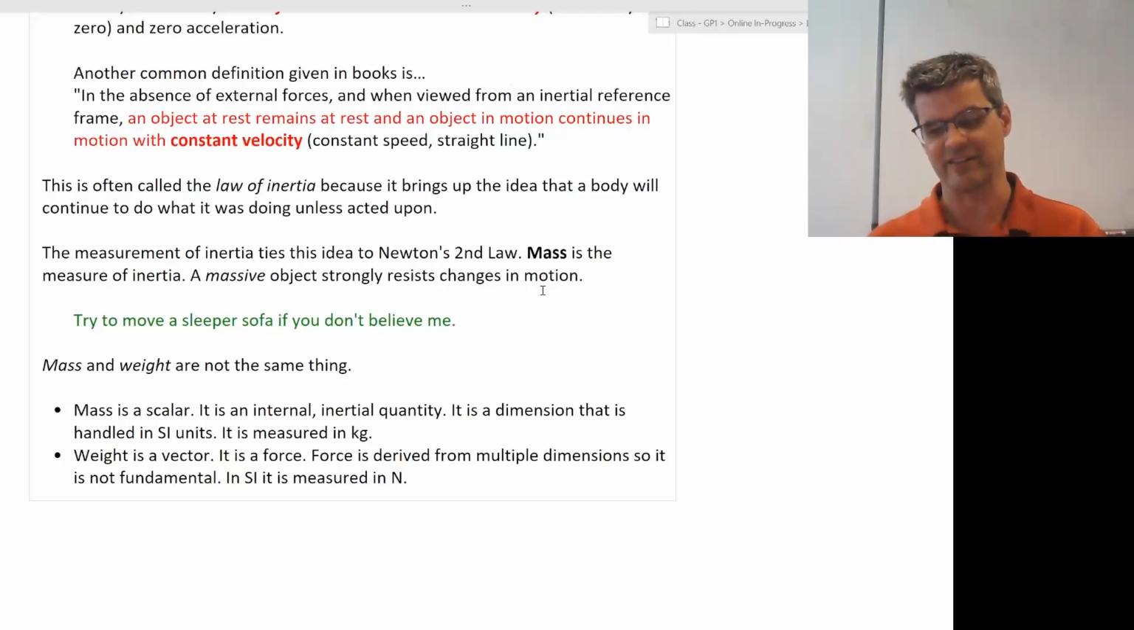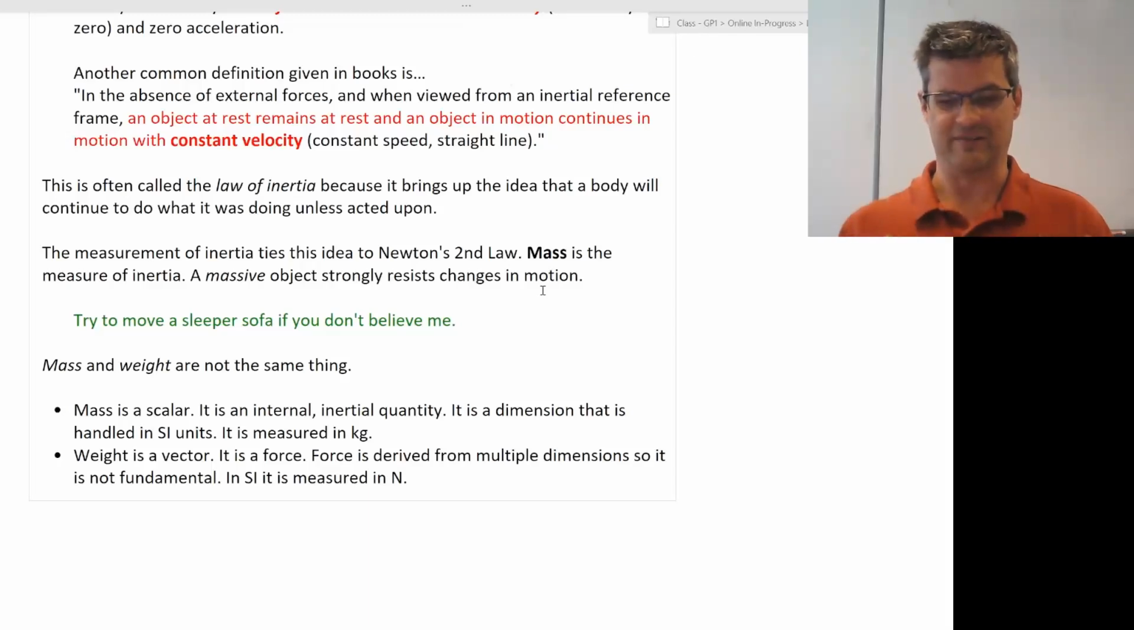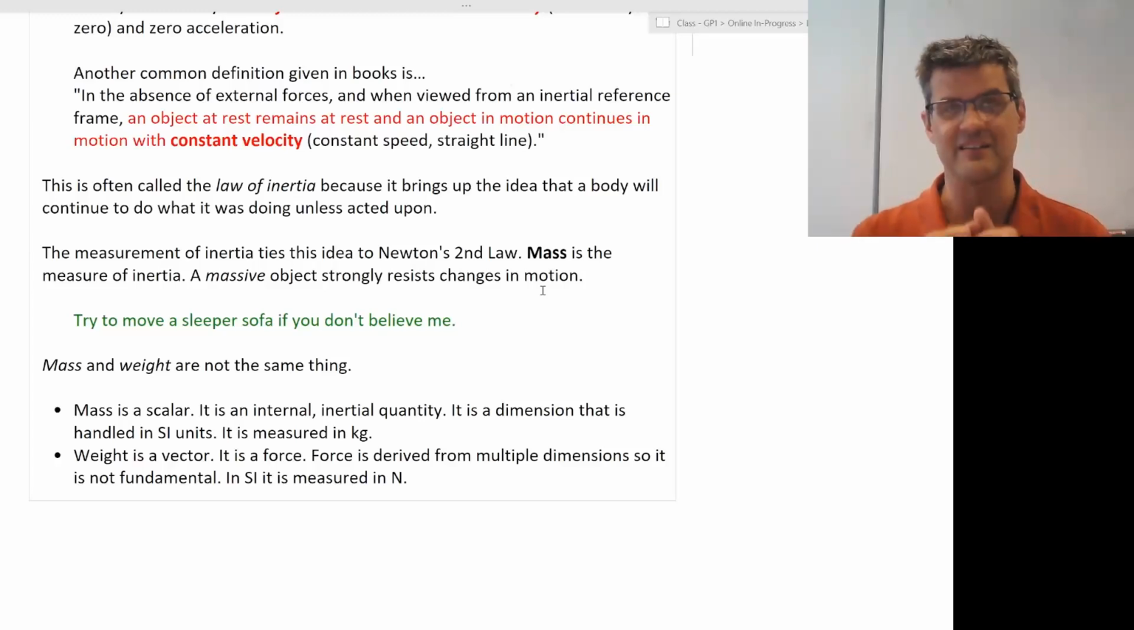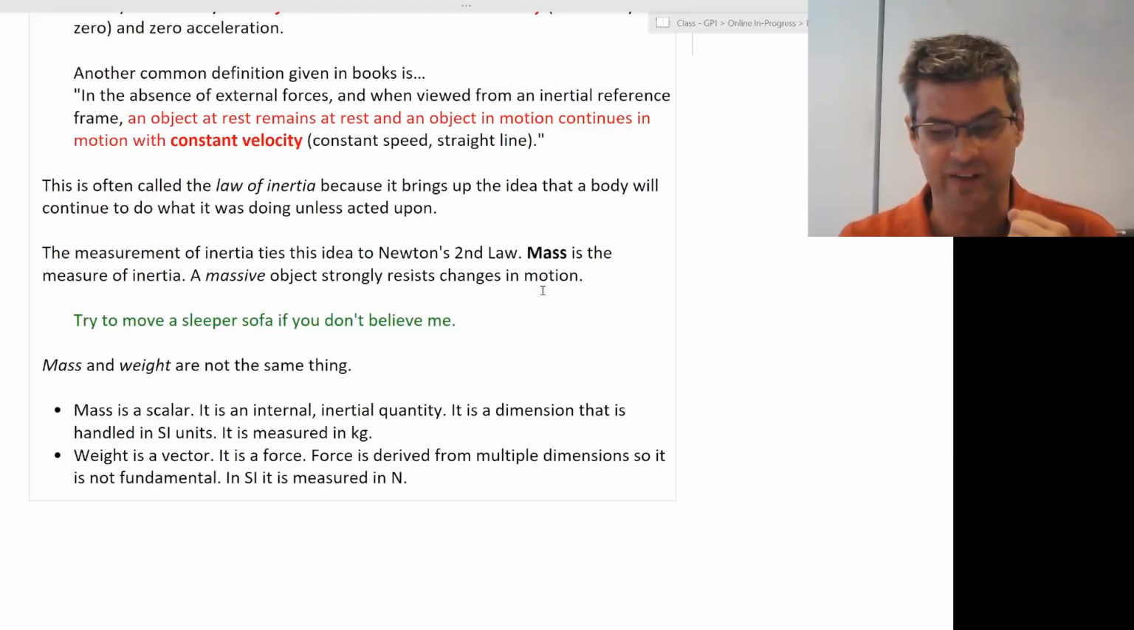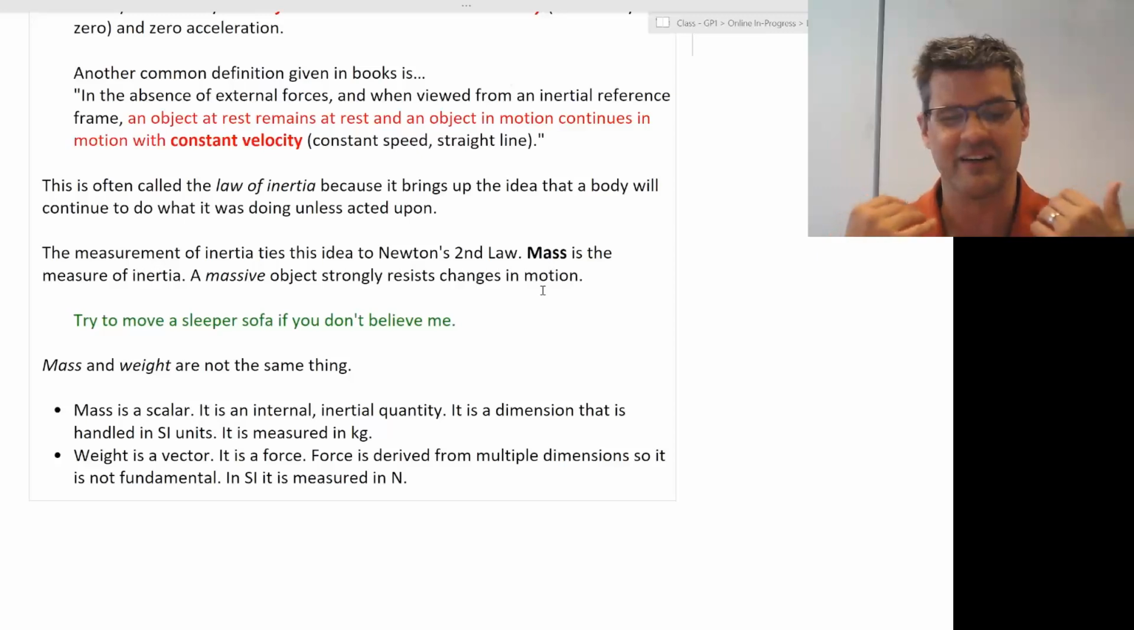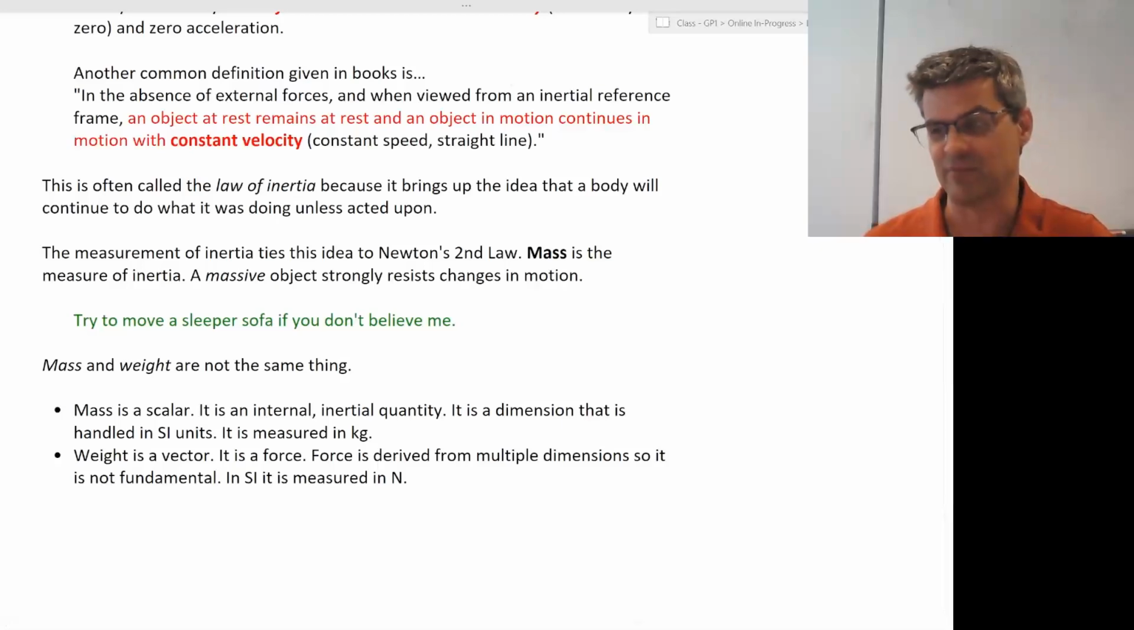Now when I say mass and weight are not the same thing, mass is a scalar. It is an internal quantity. It's just built into the system. It is a special quantity that is handled as a fundamental unit in SI units, the kilogram. Weight is a vector. It is a force. Force is derived from multiple dimensions. Force is a kilogram meter per second squared. It's not fundamental, and in SI, it's measured in newtons. So when I say mass and weight aren't the same thing, they really are different dimensionality. They have different units. They have a different character. But there is a relationship between them.